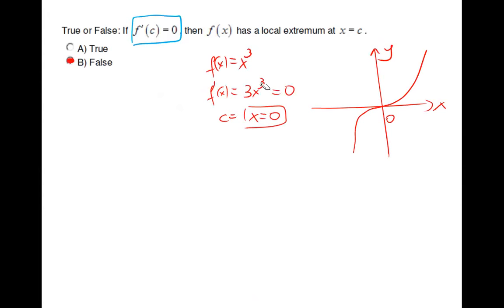Oh, this is actually x squared. I'm sorry. Not all of the critical points will give me extreme values. That means this is false.